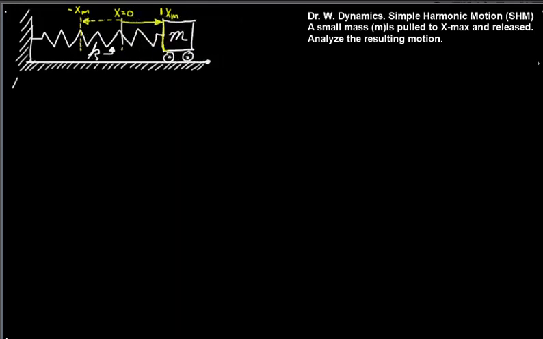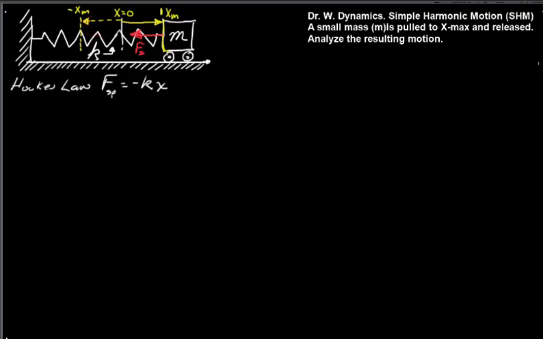Recall from Hooke's law that the force from a spring is minus kx. So if we show that force, it's here. And the negative implies for a positive x displacement, we have a negative acting force, and for a negative x displacement, we have a positive acting force. So the negative here accounts for that.